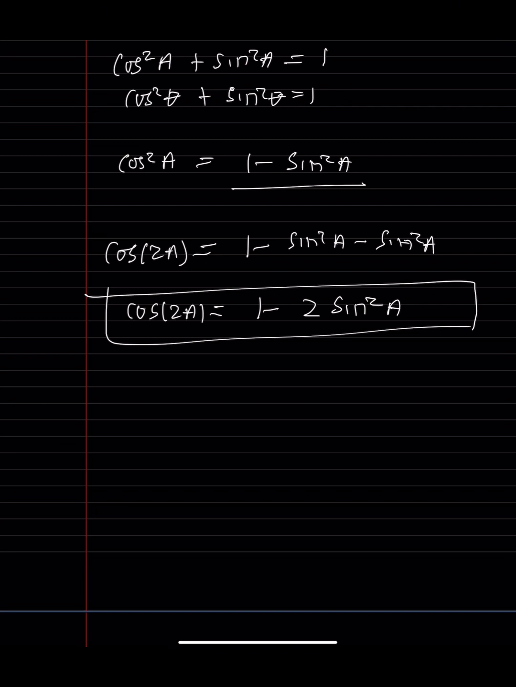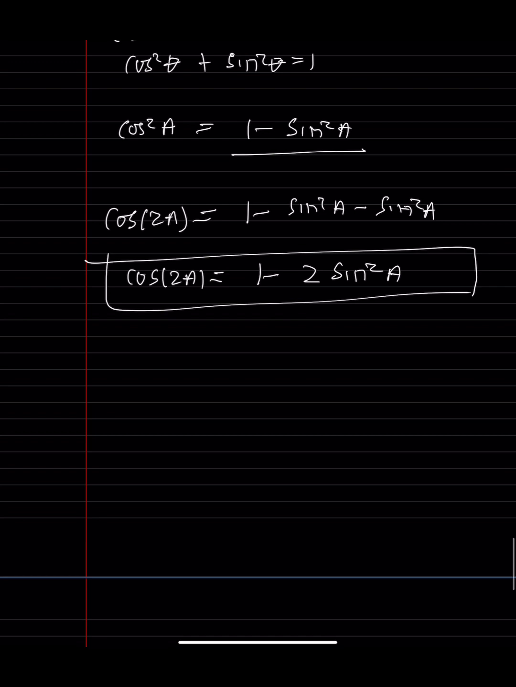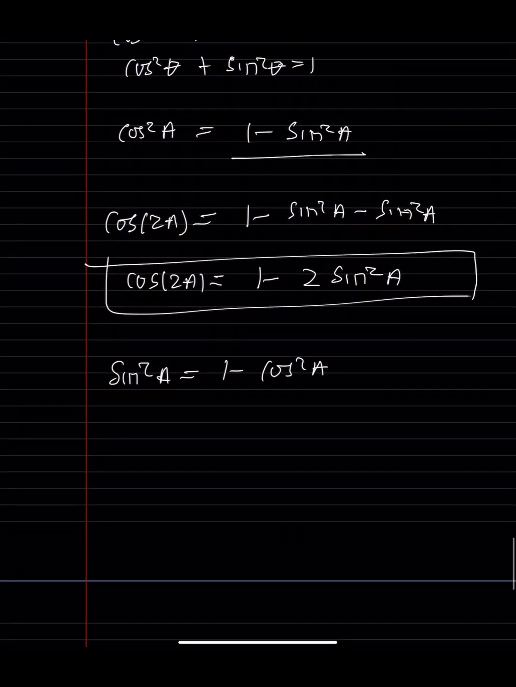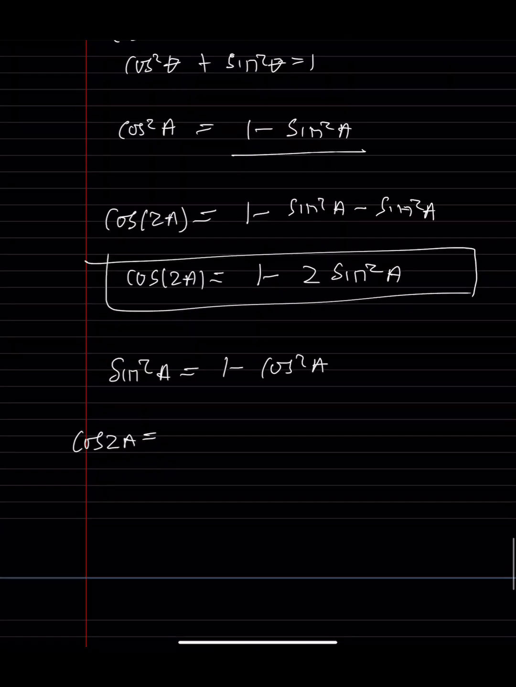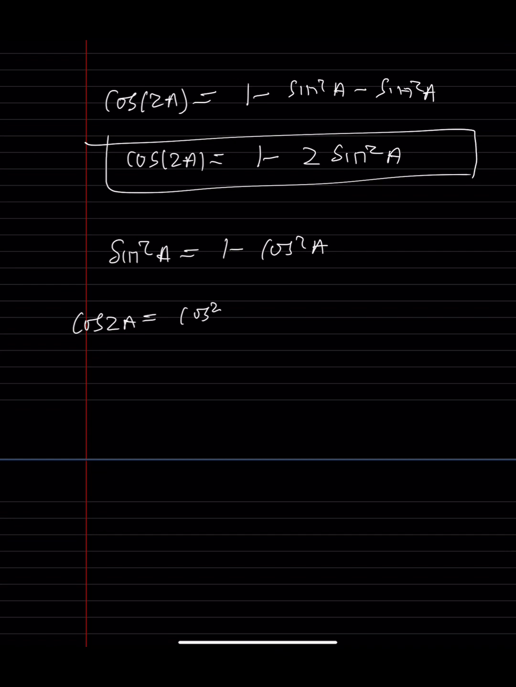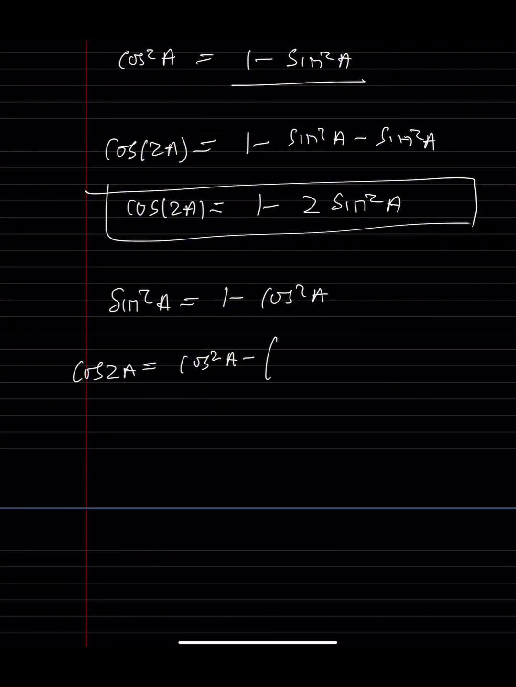It's very important. In case I don't want to write everything in terms of sine, but I want to write everything in terms of cos, what you can do is make sine square the subject from the previous identity that we derived, and then I'll get 1 minus cos square A. So when I replace this in the main equation, I'm going to get cos 2A to be equal to, the first one is cos square A minus sine square A. For the sine square A, I'm replacing it with 1 minus cos square A.